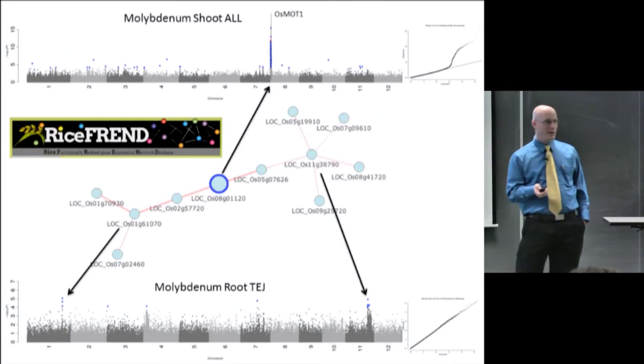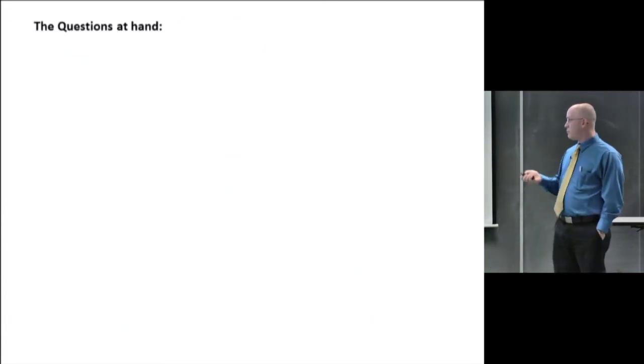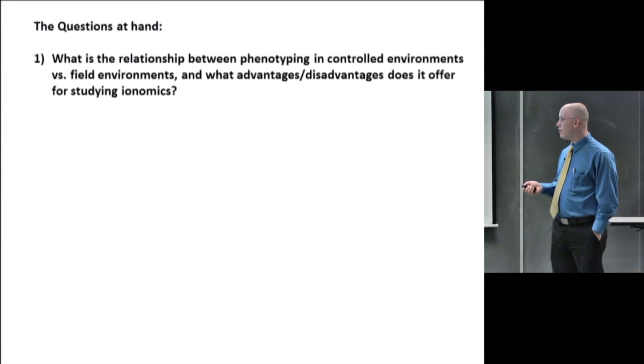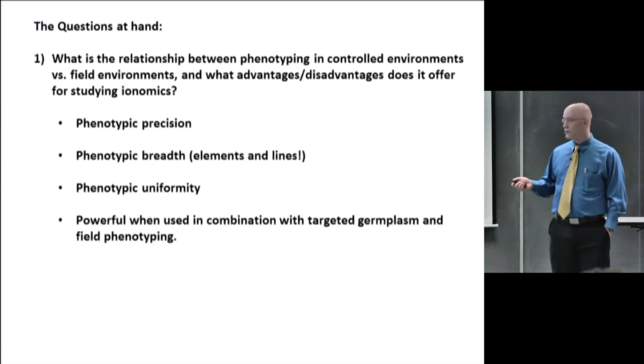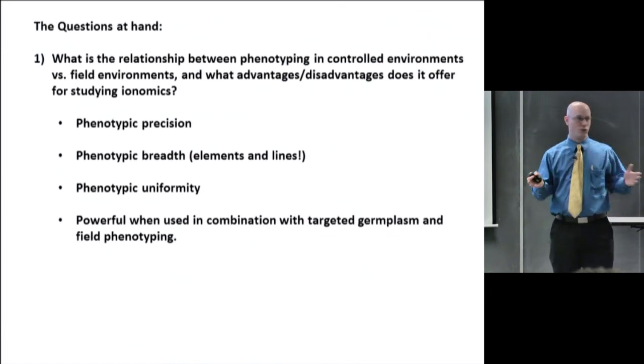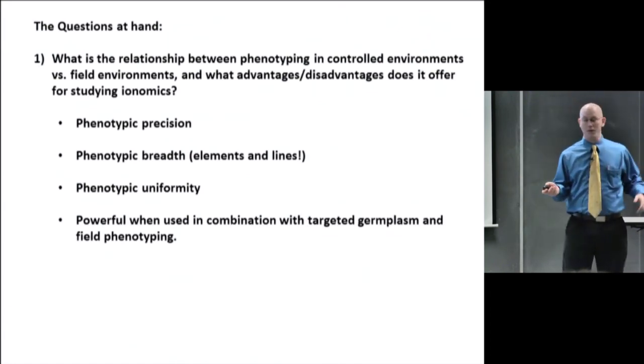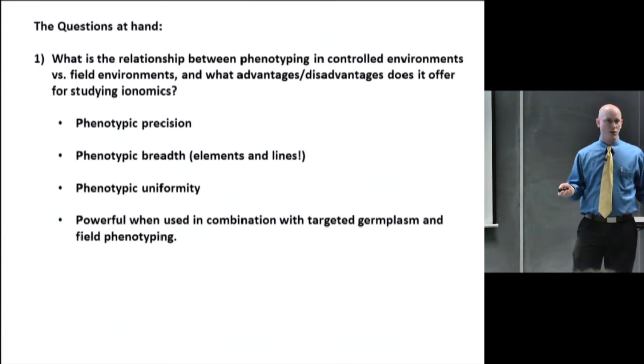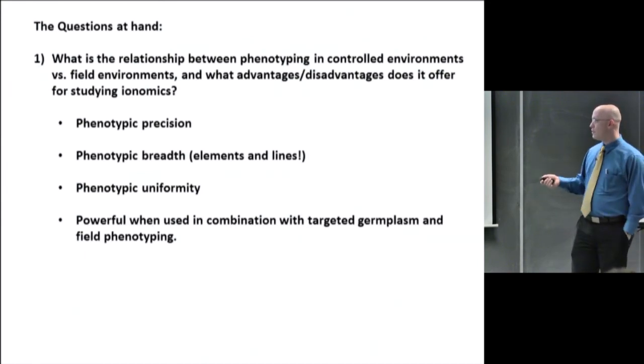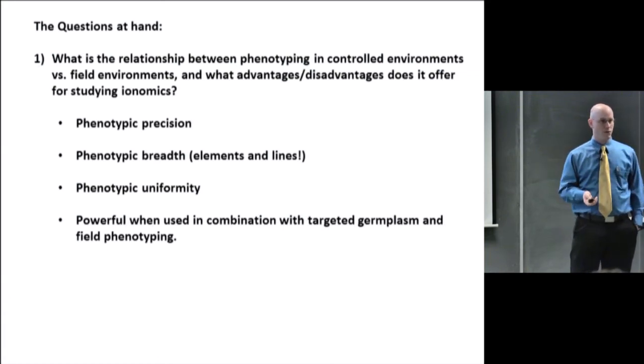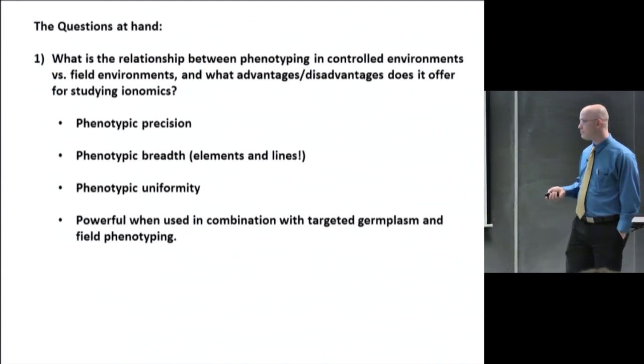So, questions at hand. What is the relationship between controlled environments and field environments? Well, our controlled environment has given us phenotypic precision, breadth, and uniformity. Breadth in terms of elements, because we can't find a soil that contains all of the elements we're interested in at one time. And also in terms of lines. All of our lines aren't going to grow well nor flower in all these different locations across the world because they're surveyed from all these different locations across the world. So this gives us phenotypic breadth and phenotypic uniformity, and is powerful when used in combination with targeted germplasm and hopefully with field phenotyping as we get David's data.